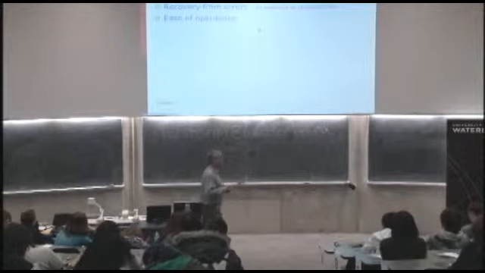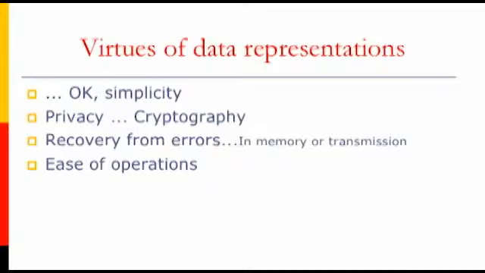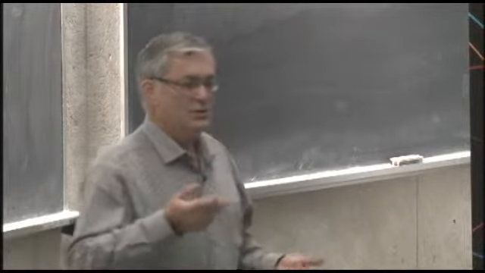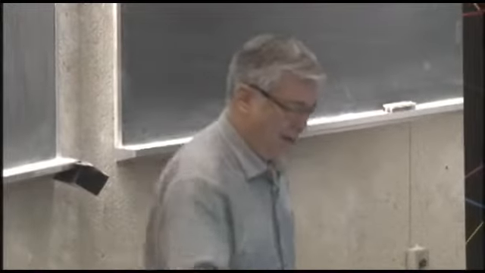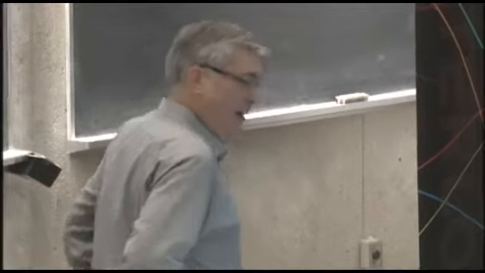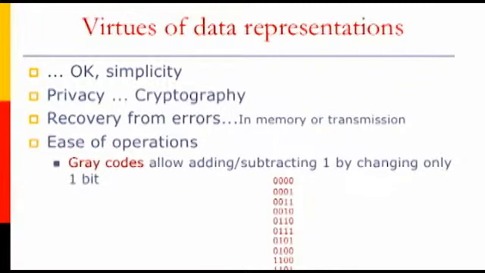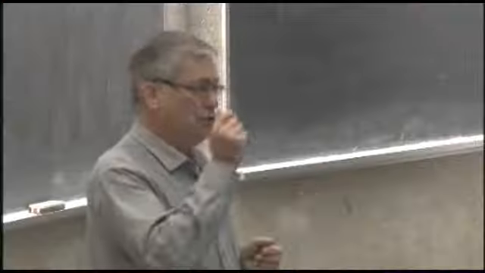Another thing you might like to have is being able to do operations easily. Some representations can be convenient to work with, others aren't. I'm just going to give one minor little example of something that's kind of cool. A thing called a gray code, and it's not that important, but it's an easy one to grasp. What I want to do is I want to represent numbers starting at 0, and I want to be able to add 1 or subtract 1. Well, add 1. And every time I add 1 to my number, I just want to flip 1 bit. I just want to change one thing.